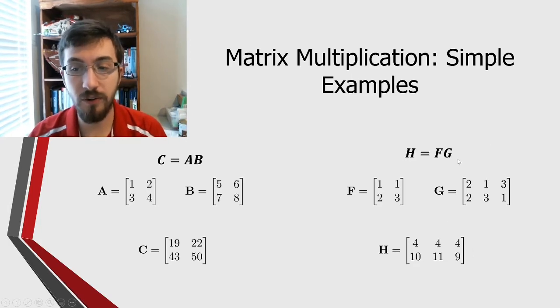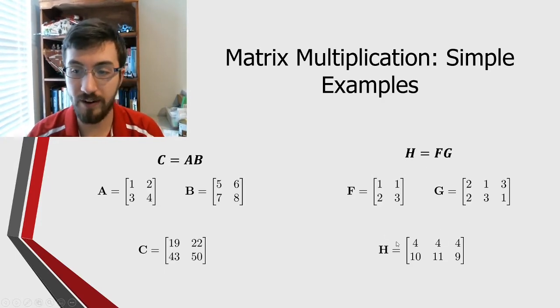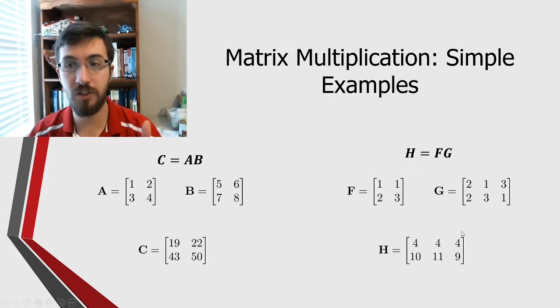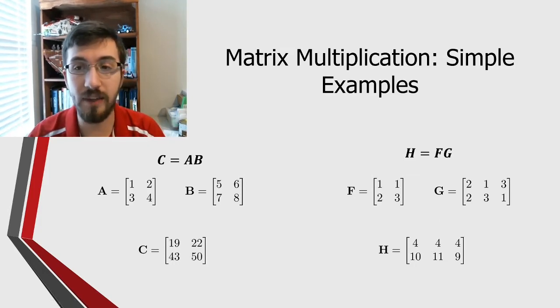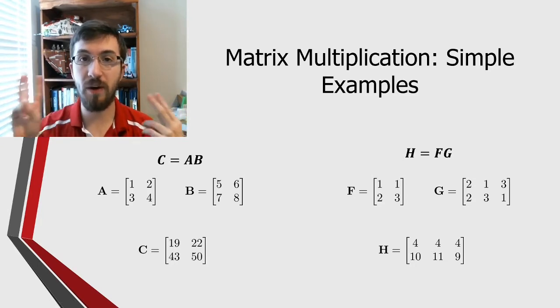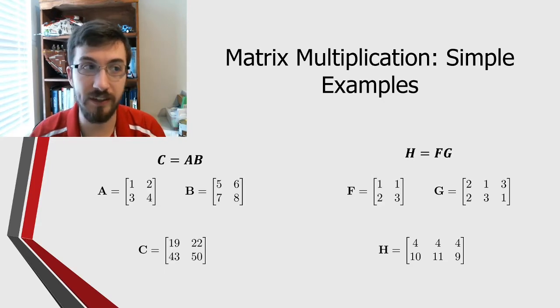I'm going to let you try and figure out this one on your own, see if it makes sense. But it works the same way, right? The rows in F and the columns of G are how you get to H. So since F is 2 by 2 and G is 2 by 3, the inner dimensions are the same, so we can do it. And the outer dimensions, 2 by 3, gets us to the shape of H, which is 2 by 3. Okay? So those are some simple examples.